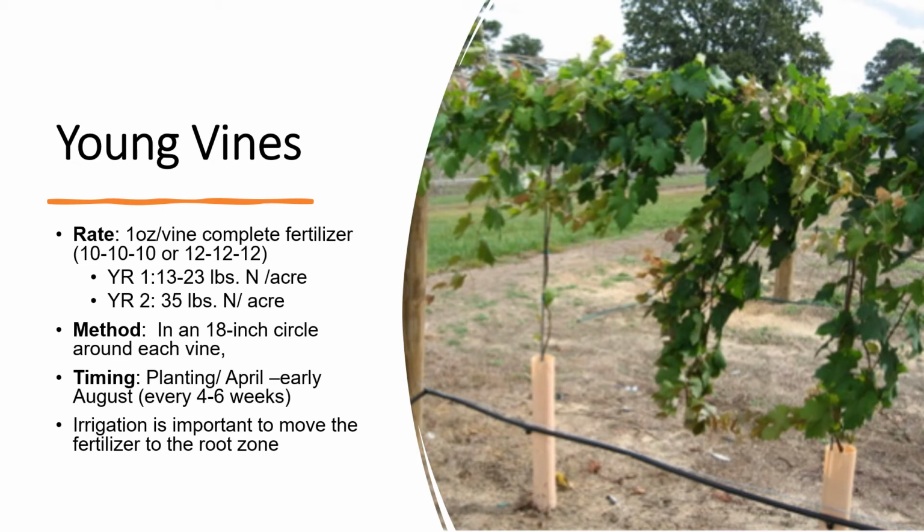And again, with the goal of applying a total of around 13 to 23 pounds of nitrogen per acre in that first year. And then the second year, we can slowly increase that rate to something maybe closer to about 2 ounces per vine, again, following a similar schedule.